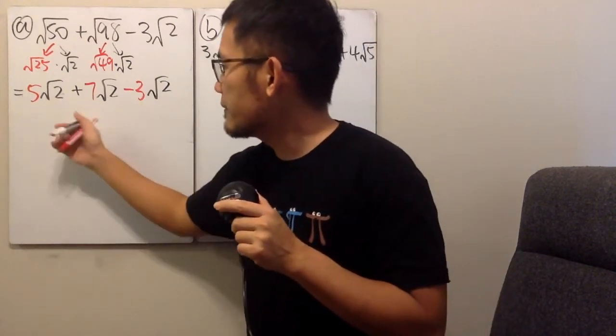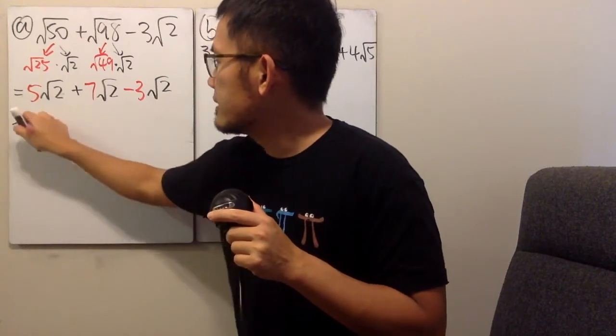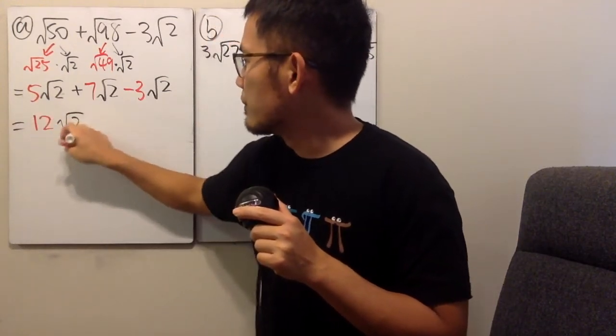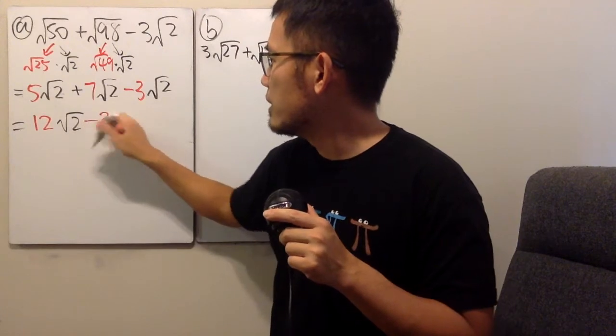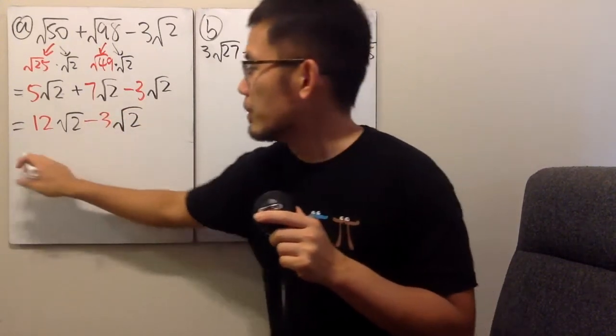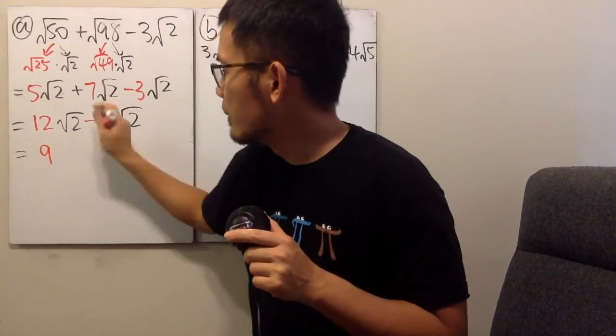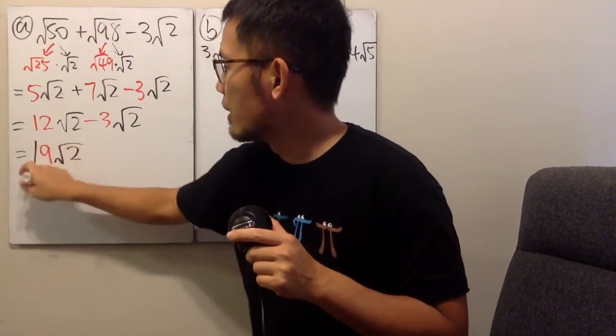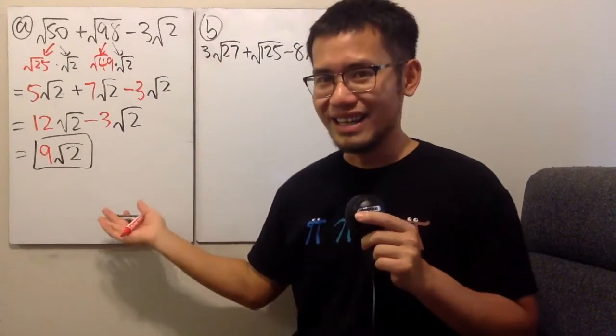So here we have this and that is 12, and then we keep the square root of 2, and then we still have the minus 3 square root of 2, and in the end, 12 minus 3, we get positive 9, and then we still have the square root of 2. And with that, we are done.